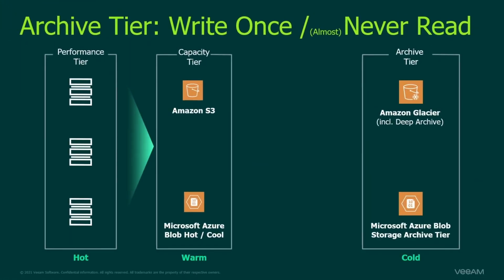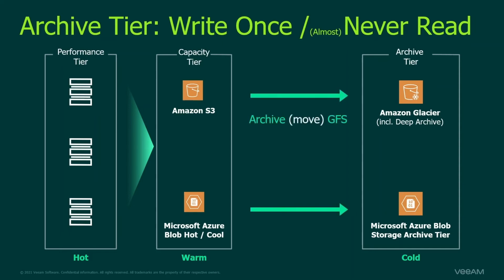With version 11, we introduced archive tier, so a third tier into scale-out backup repository. As you can see, we have the performance tier here. We call that the hot tier. We have the capacity tier. That's the warm tier. You can use infrequent access or cool Microsoft Azure Blob cool. We still call that a warm tier here. So all backups that reside there can be moved to the archive tier. So to Amazon Glacier or to Microsoft Azure Blob archive tier.